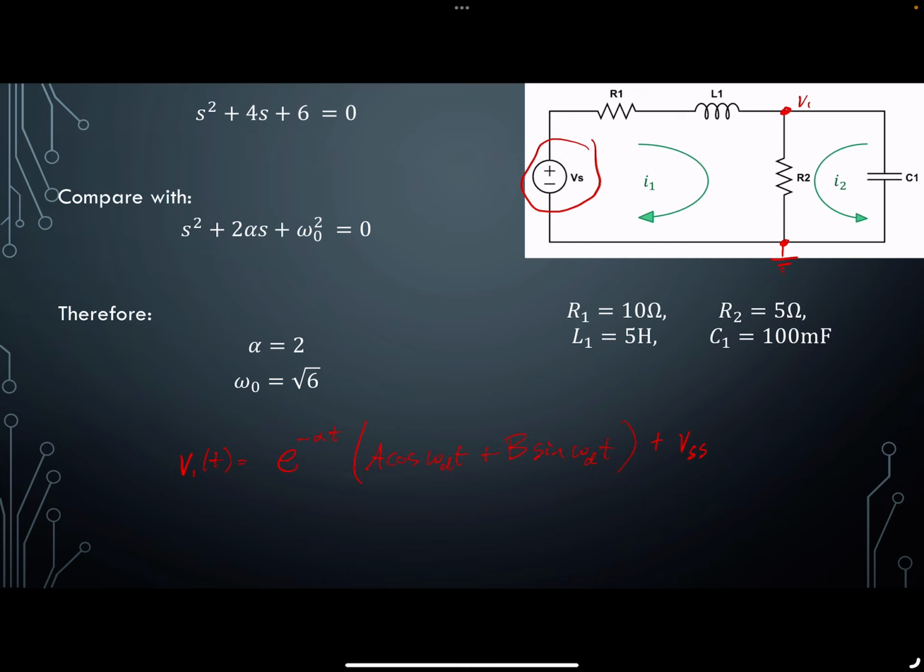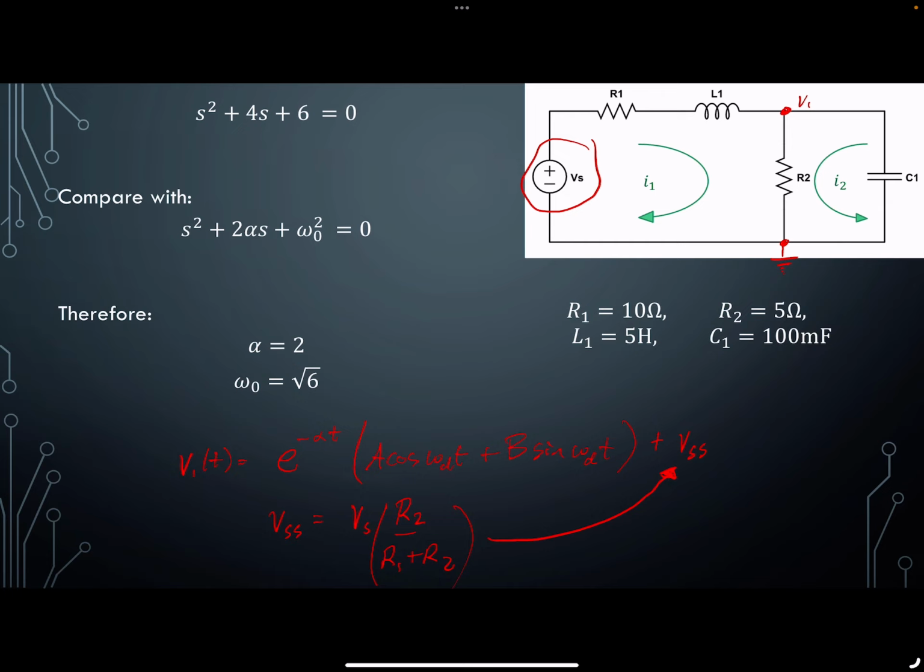So really quickly, to find when it reaches steady state, let's say that Vs is just a constant value that's been on for a very long time. At steady state, the inductor would act like a wire, the capacitor would act like a gap, and you'd have a voltage divider law there. So V steady state is going to be that voltage source times R2 over R1 plus R2. So you can plug in right away for that term.